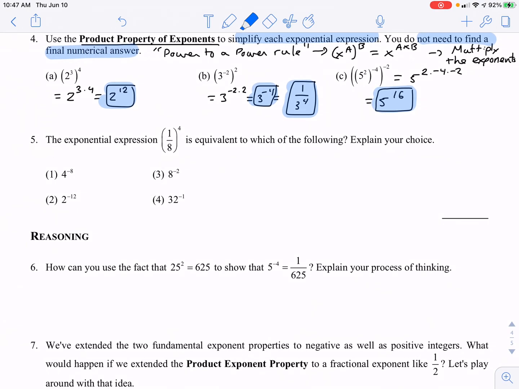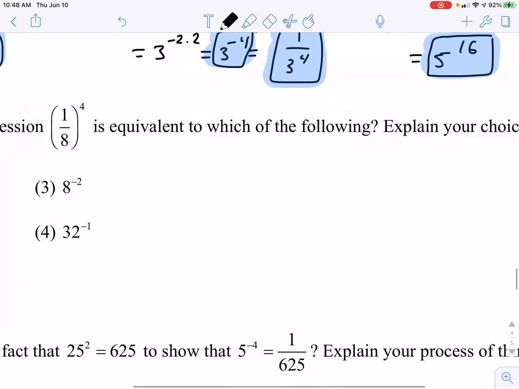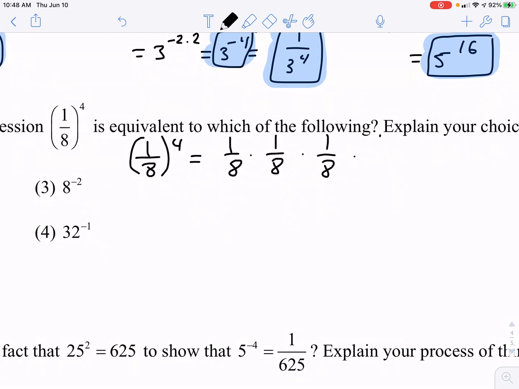In part 5, the exponential expression 1/8 to the 4th power is equivalent to which of the following? Well, let's actually break this down. 1/8 to the 4th power is actually 1/8 times 1/8 times 1/8 times 1/8. Now, each of these, I'm going to put into 4 groups.